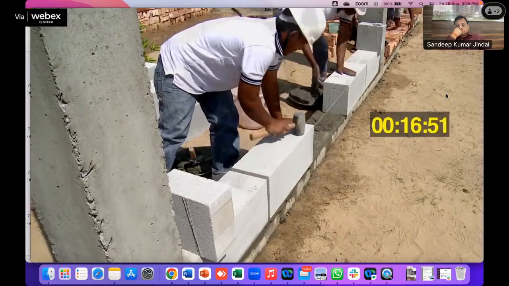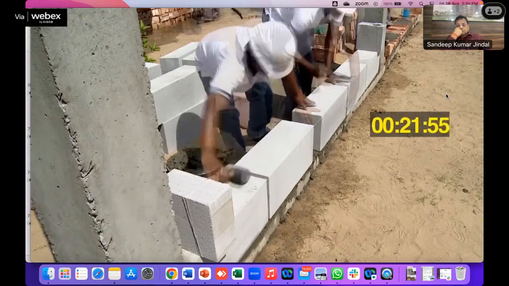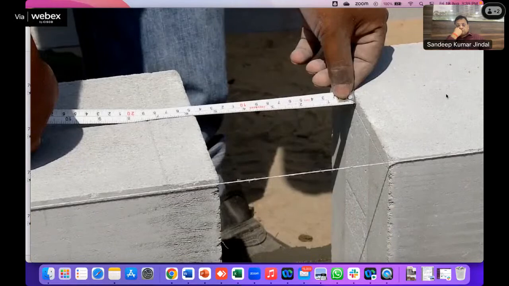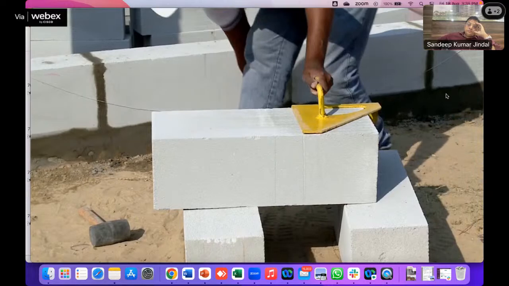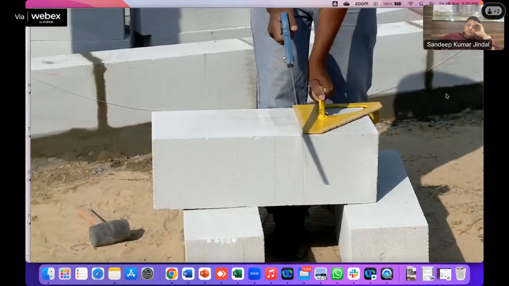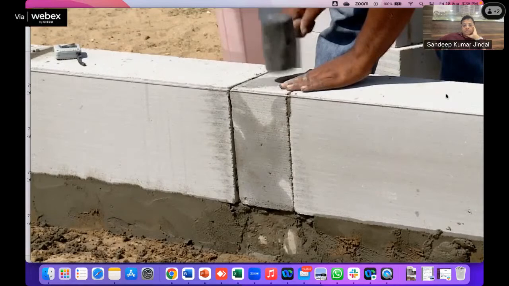After applying mortar, blocks are then placed between the two corners. If there is a gap between two blocks, the length is measured. A major advantage of AAC blocks is that they are very flexible and can be cut into any shape or size perfectly with a normal hacksaw and the help of a marking triangle. These perfectly cut pieces of the required length can easily be used to fill the gaps in the wall.